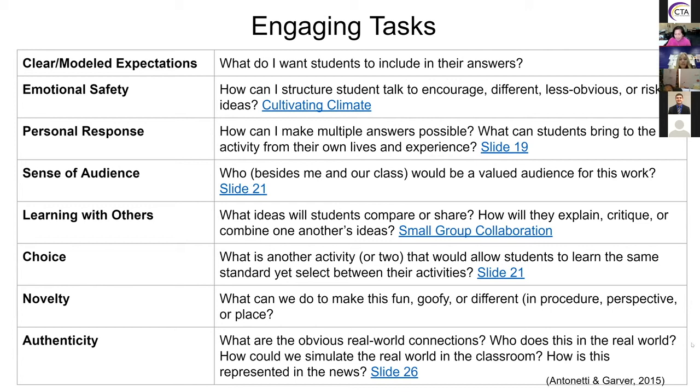And just to go back to Tuesday too, when you are having students work with each other, that's another thing you need to consider as you set up your classrooms. What are your norms for that? What does that look like? What does that sound like?